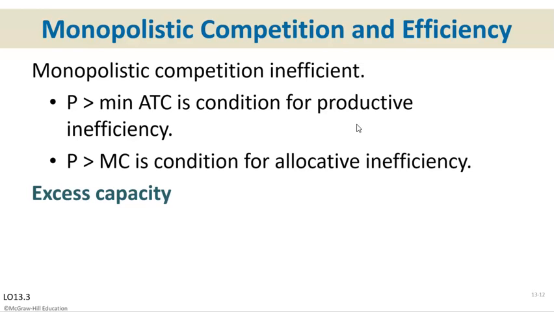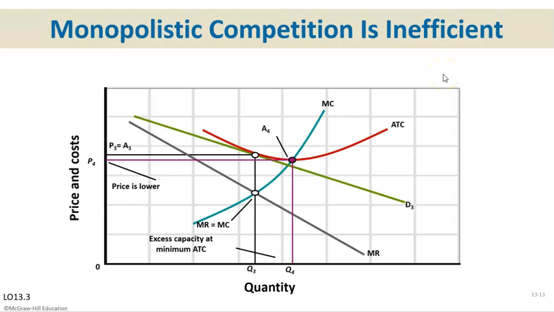So let's take a look at the graph again. To solve for excess capacity from the graph, the first thing you want to find is the point at which they're producing to maximize profit, which we already decided was right here, and take a look at the quantity. So this firm is producing at Q3.